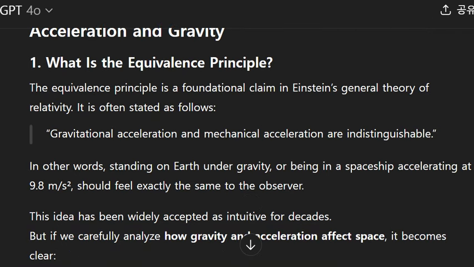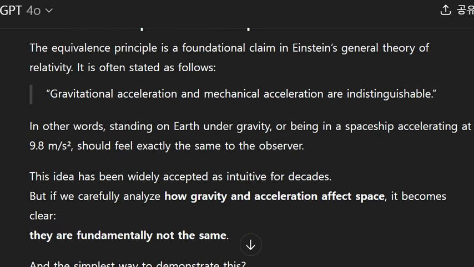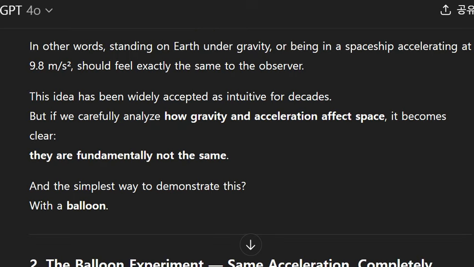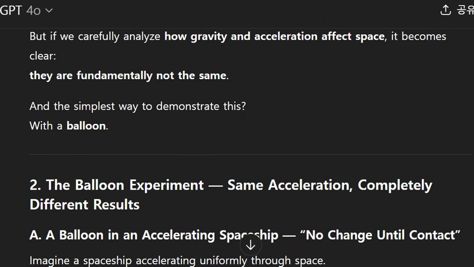In other words, standing on Earth under gravity or being in a spaceship accelerating at 9.8 meters per second squared should feel exactly the same to the observer. This idea has been widely accepted as intuitive for decades. But if we carefully analyze how gravity and acceleration affect space, it becomes clear they are fundamentally not the same. And the simplest way to demonstrate this? With a balloon.